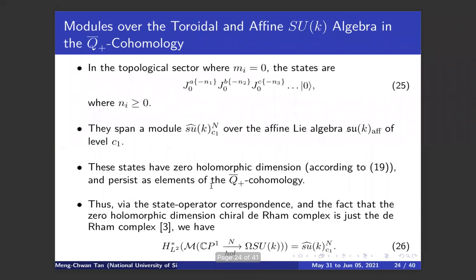Then in the topological sector, which is when this M index is 0, we can also generate these states, and these actually span a module for the affine Lie algebra at level one. These have zero holomorphic dimension, as we mentioned earlier on. Through the state-operator correspondence, it corresponds to zero holomorphic dimension of the CDR complex, and this is just the usual de Rham complex. So we have L-squared cohomology on the space of maps, identified with the affine algebra of SU(K).